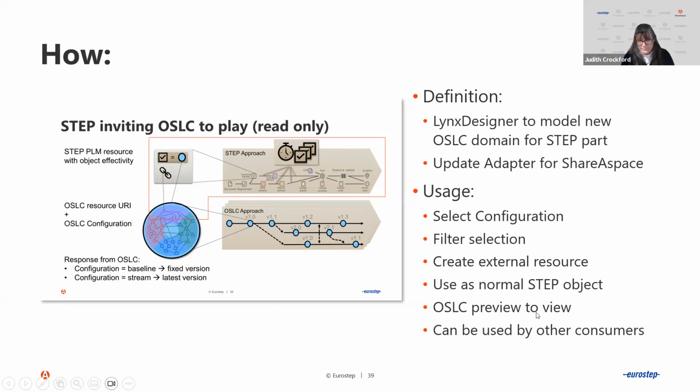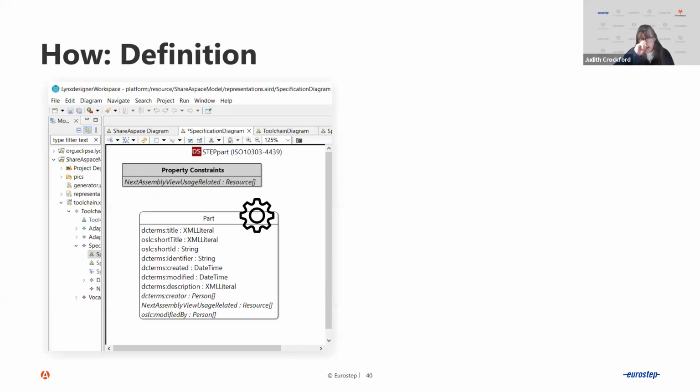So, okay, a bit more detail on each of those. This is a picture of the Links Designer workspace with the STEP part. It's a very simplistic version of a STEP part, but anyone familiar with STEP will know about Next Assembly View usages. So we put that in as the definition of the property. Otherwise, it's got the normal sort of things you get in an OSLC object.